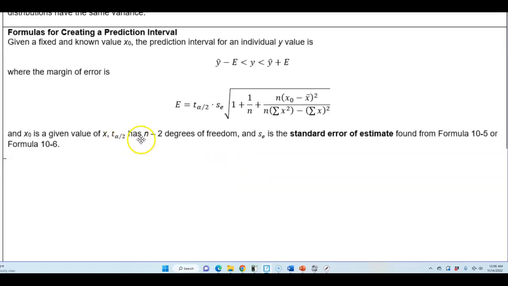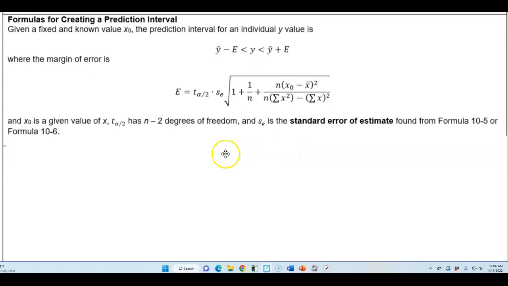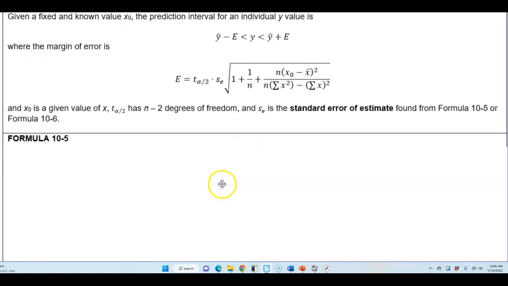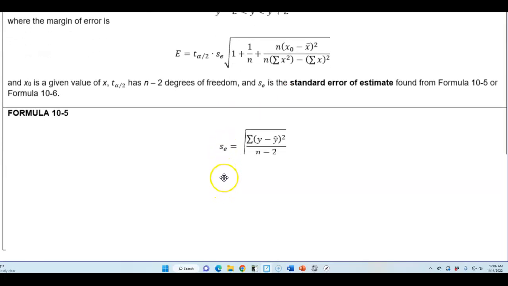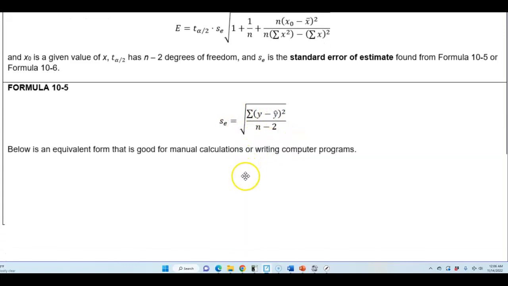The critical t value has n minus 2 degrees of freedom, and s subscript e is the standard error of estimate found from Formula 10.5 or Formula 10.6. For Formula 10.5, the standard error of estimate is equal to the square root of the sum of the data value y minus the predicted value of y, squared, over n minus 2.